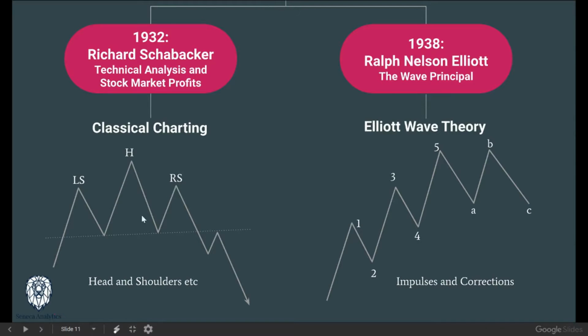So here we see a kind of graphical representation of those two branches where we have classical charting, which is basically all about classical charting patterns. Head and shoulders, your pennants, things along those lines, which we get to in the next section. And then we have Elliott wave theory, which is all about your impulses and corrections, which we get to in part 3 of this section.